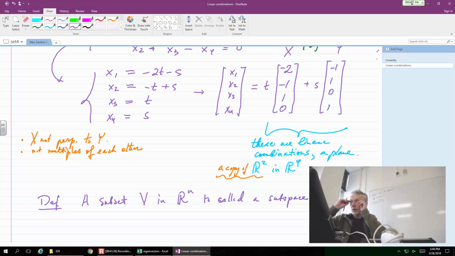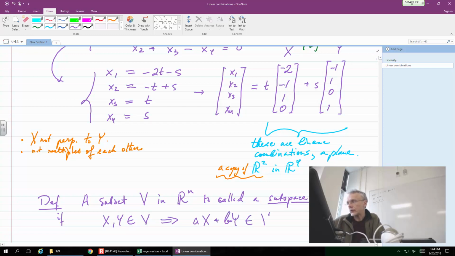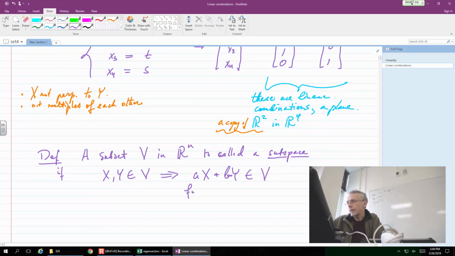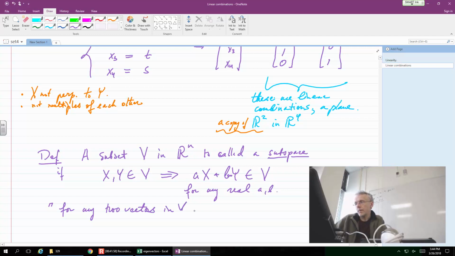Subsets? No? Okay. So a subset of these is called a subspace if the following condition is satisfied: if X, Y belong to V, then aX plus bY, a linear combination, also belongs to V, for any real a, b. So in other words, for any two vectors in V, their linear combination is also in V. So that's a verbal description of what it means.